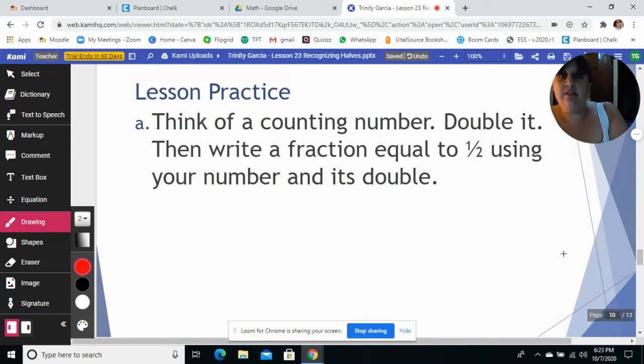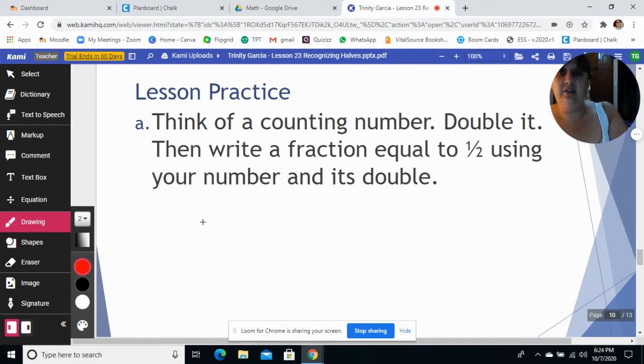All right, now think of a counting number. Remember in counting numbers? Double it. Okay, so whatever counting number you thought of, and now double it. Then write a fraction equal to 1/2 using your number and its double. Okay, so let's try that together, although your answer might be a little bit different than mine.